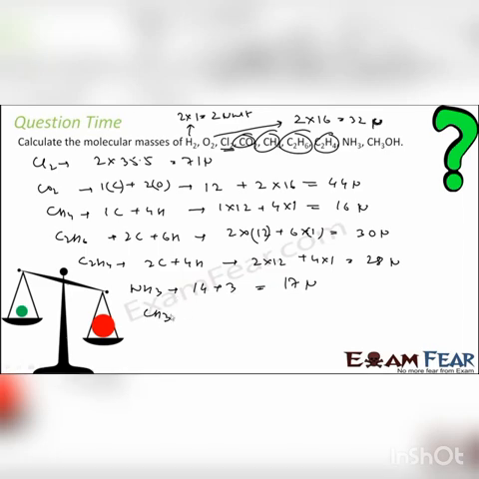Similarly, CH3OH, last one, has 1 carbon, 4 hydrogen and 1 oxygen. So let's put the value. 1 carbon is 12, 4 hydrogen is 4 into 1, 4, 1 oxygen is 16. 16 plus 4, 20 plus 12, 32 unit. So you can easily find the molecular mass of all these compounds.